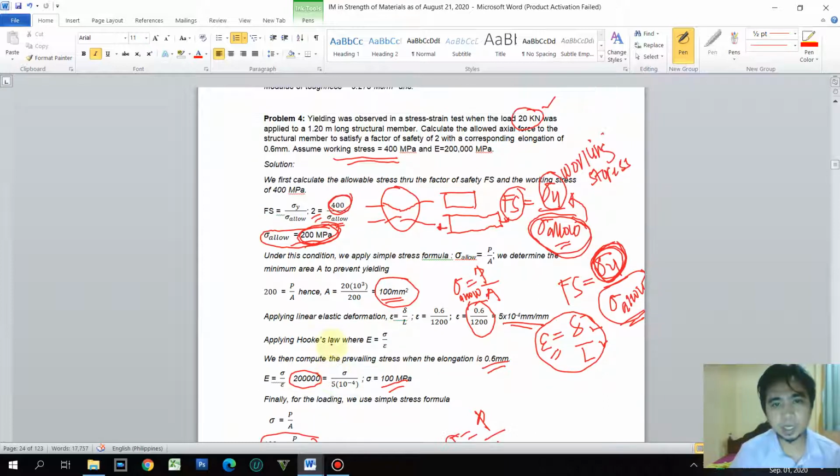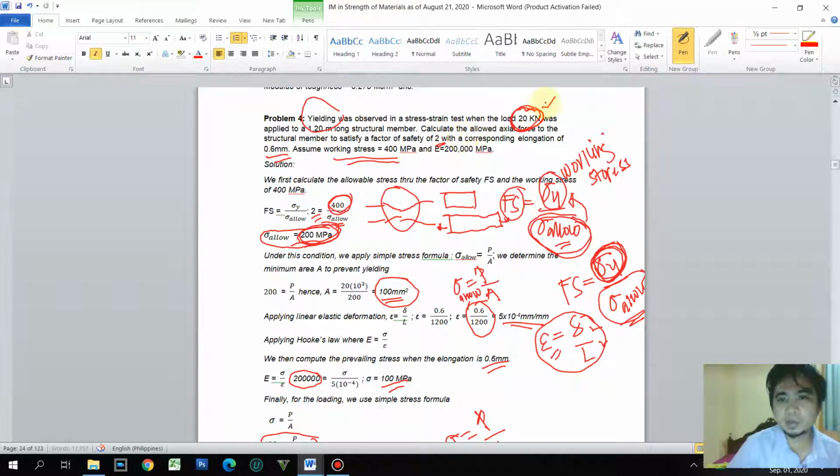So, I would like to summarize the problem. In the problem, it was mentioned that yielding was observed during a stress and strain where the load is 20 kilonewton. So, we get the cross-sectional area out of the 20 kilonewton, considering also a factor of safety of 2. This is not the actual stress. The actual stress is based on how much it elongated, which is 0.6 mm.